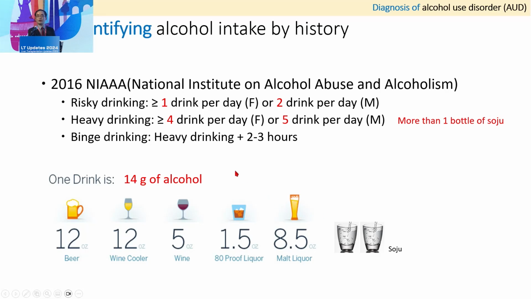When assessing alcohol intake, understanding the risks is key. The 2016 NIAAA guidelines classify risky drinking as 1 drink per day for women and 2 for men. Heavy drinking starts at 4 drinks for women and 5 for men. Remember, 1 drink equals 14 grams of alcohol.